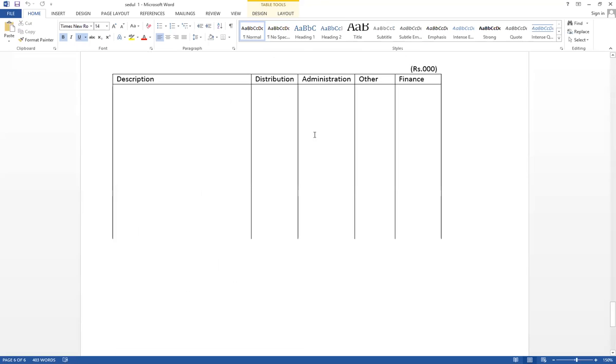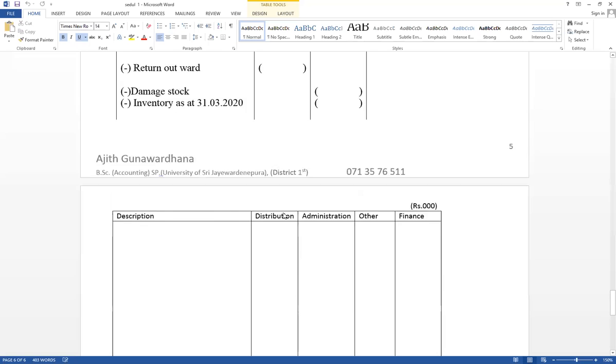And you have to prepare a separate note for expenses also, like the distribution expense, administration expense, other expense, and finance expense. Its total value should be included in the income statement. That is the format you have to apply when we are going to prepare publication purpose financial statement. Under company, there are two types of financial statement available: management purpose and publication purpose. And at A level, they ask only publication purpose financial statement, not management purpose. Therefore, this is the format you have to apply.